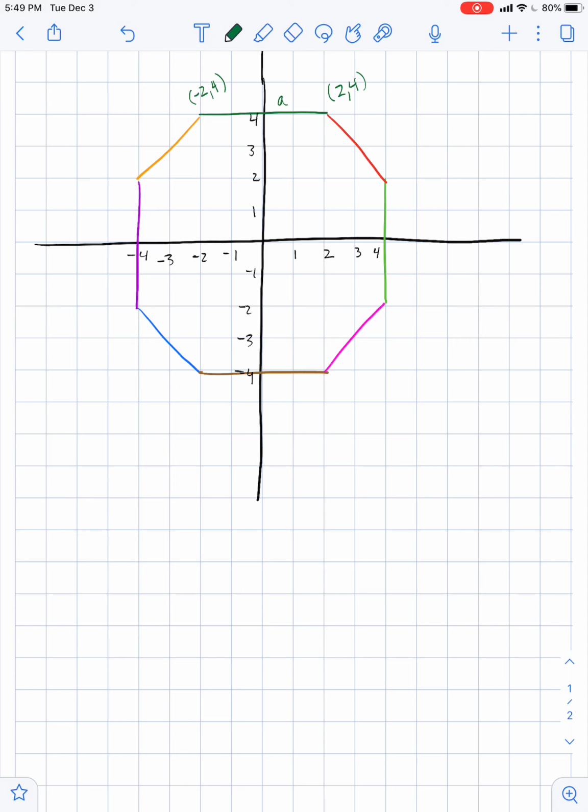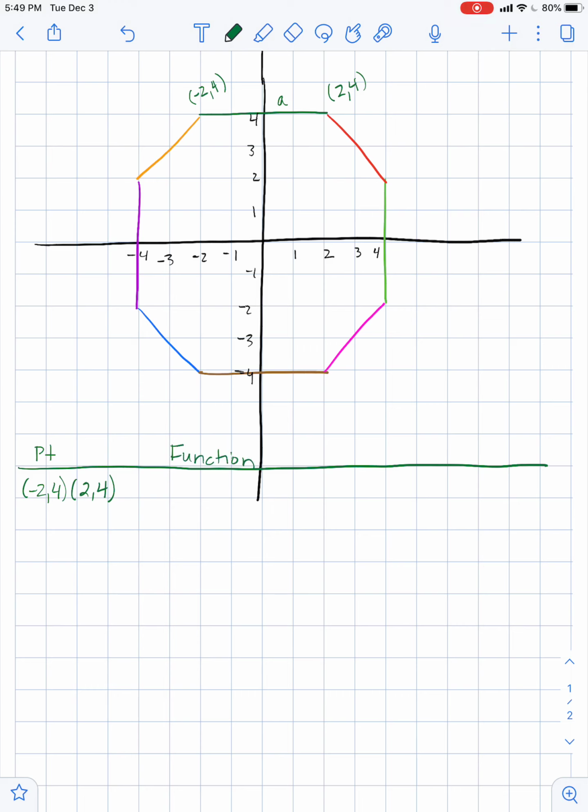So when I come to my paper where it says point, or points, that's what I'm going to write. My first point is (-2, 4), and my second point is (2, 4). The next thing is to write your function or your equation.